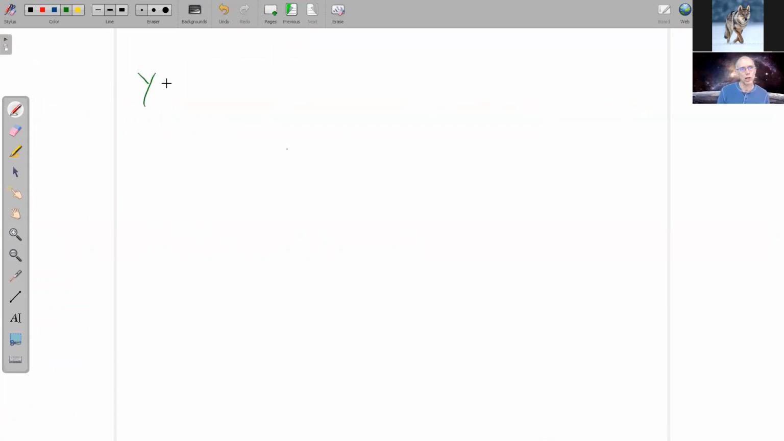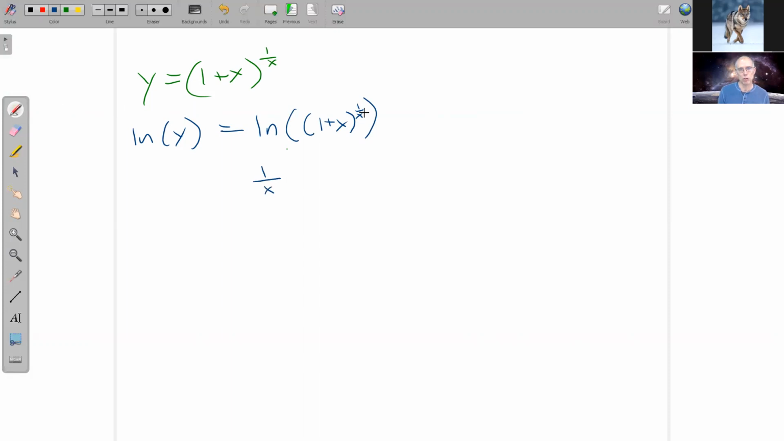So I've got y equals (1 plus x) to the power 1 over x, and we just apply that same procedure. We take the natural log of both sides. And then the logarithm lets me bring that power out. So now I turn this power problem into a multiplication, which is not as much of a problem. And then I take the derivative of both sides.